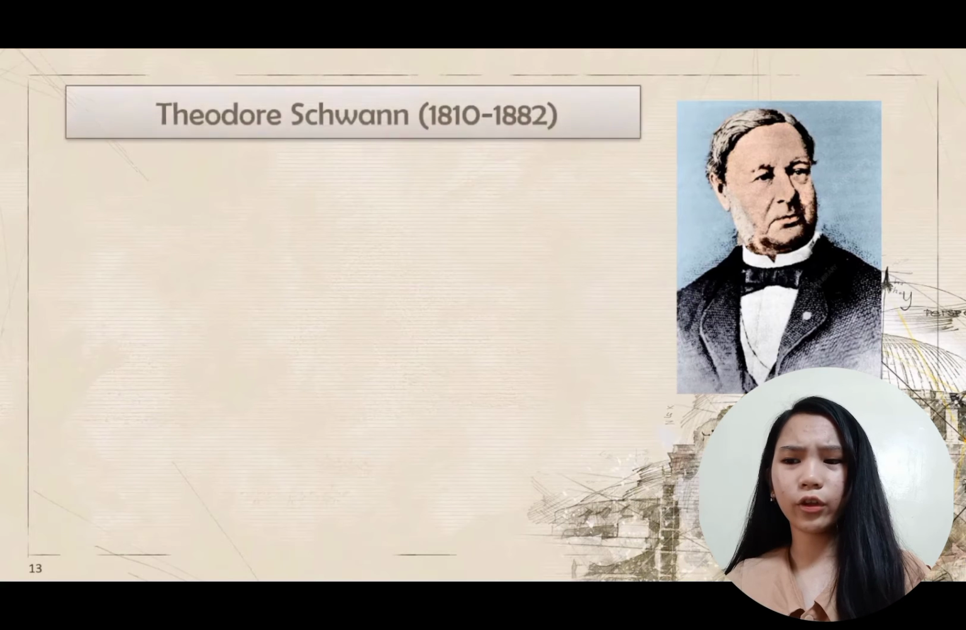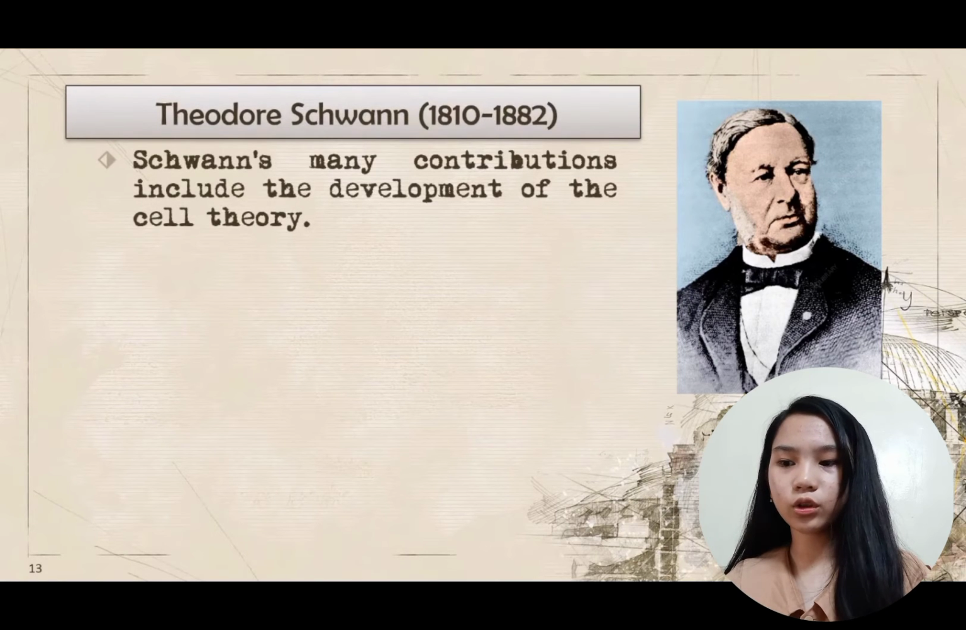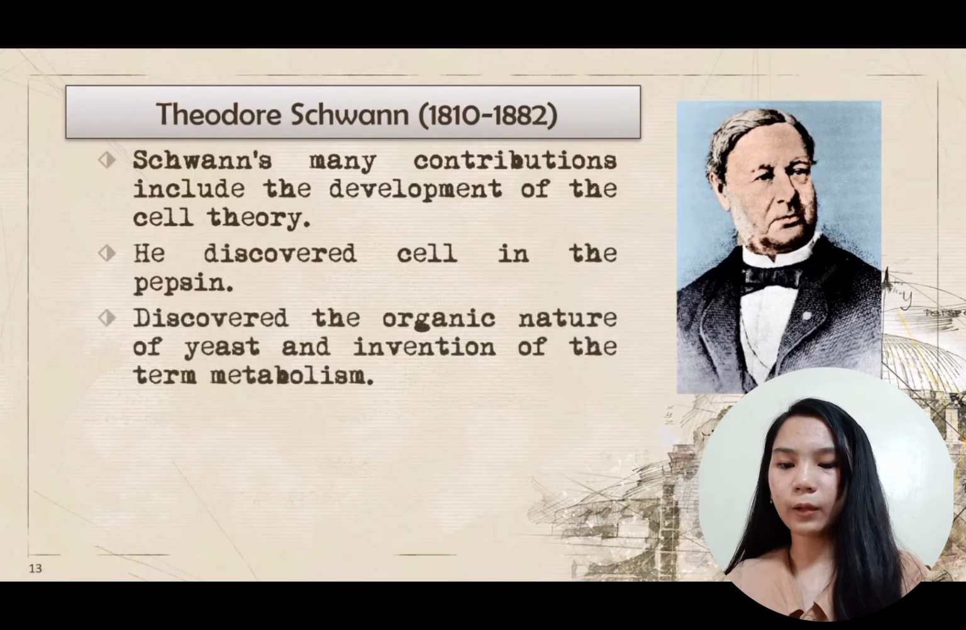Next is Theodore Schwann. One of Theodore Schwann's contributions includes the development of the cell theory. He is also one of the contributors to the postulates of the cell theory, and one of the postulates that he contributed was that the cell is the basic unit of life. Theodore Schwann was a physician, therefore his other contributions were almost related to medicine, just like his discovery of pepsin, as well as the discovery of the organic nature of yeast and the invention of the term metabolism.